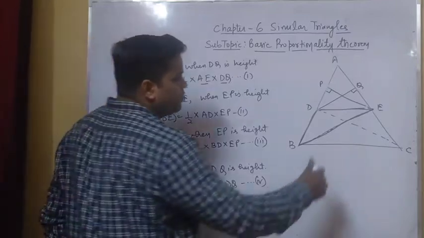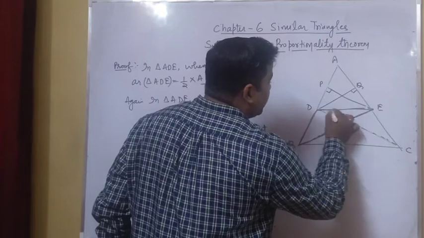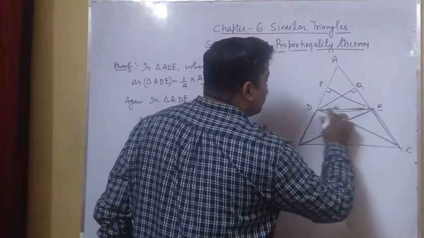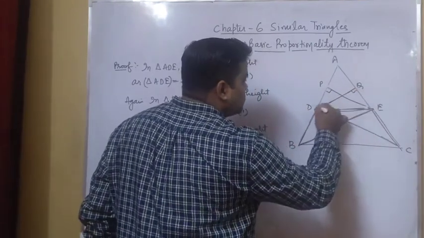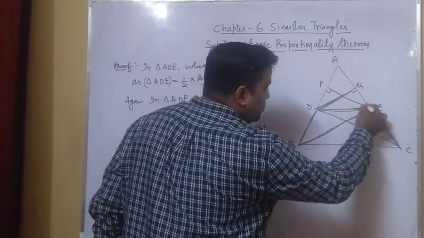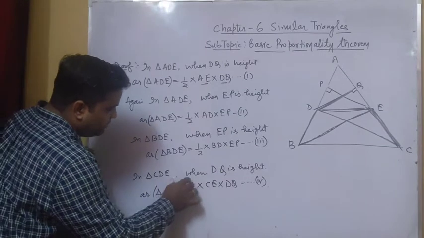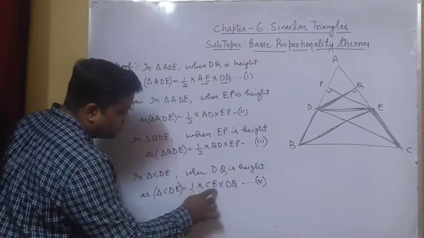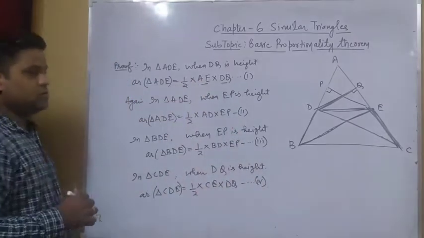Similarly, when we look into the triangle CDE, or you can say DEC, CED, here in that case DQ is the height of that triangle and CE is the base. So the area of triangle CDE, when DQ is height, is equal to half into CE into DQ, and we consider it as equation number 4.